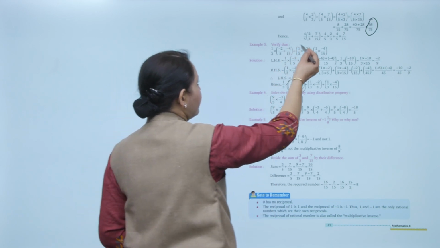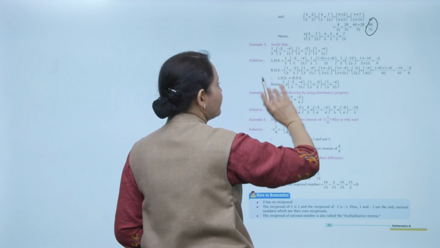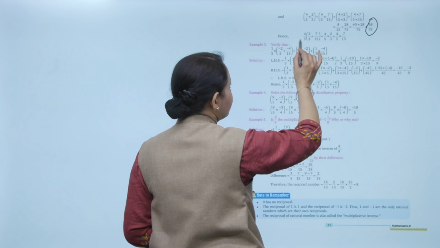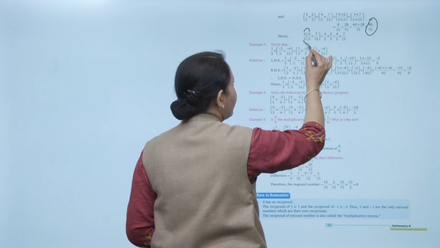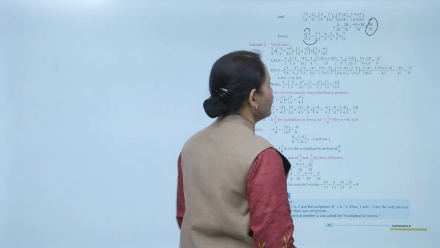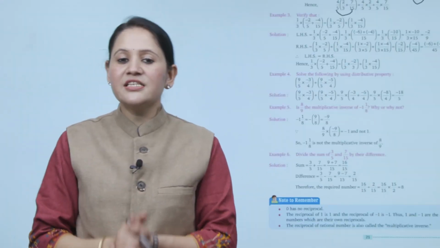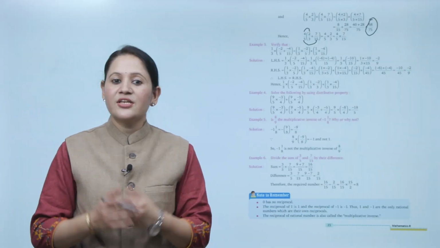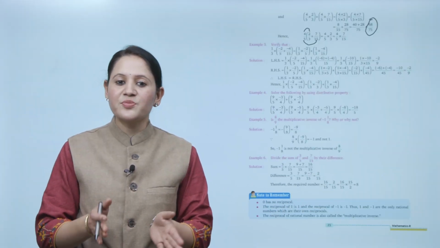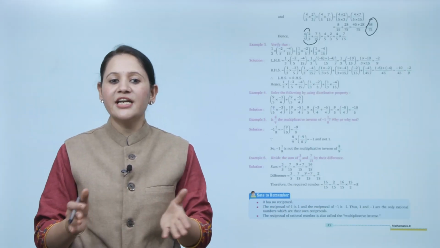So, 4 by 5 multiplied by 2 by 3 plus 7 upon 15 can also be written as 4 by 5 into 2 by 3 plus 4 by 5 into 7 upon 15. This is the distributive property of multiplication over addition.